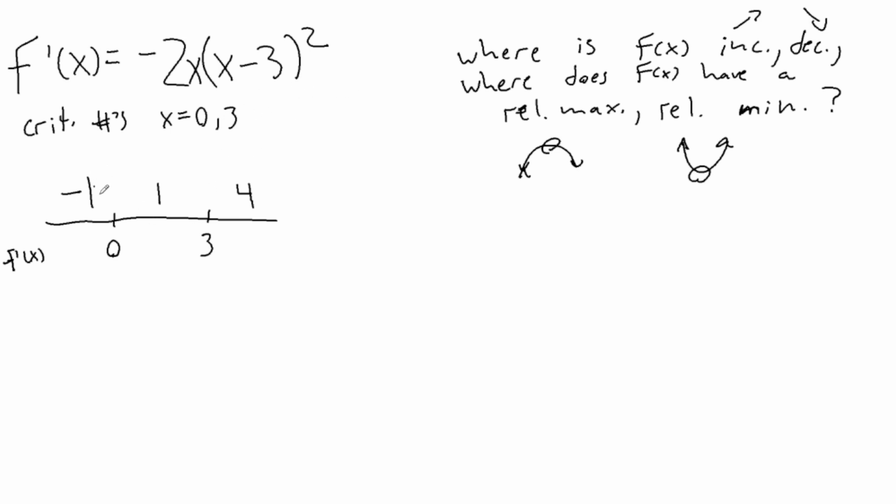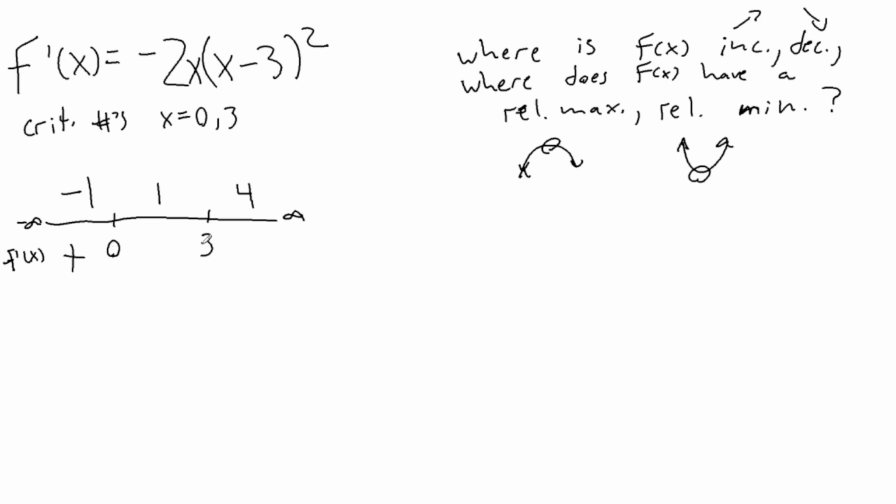If we start with negative 1, we plug in negative 1 here, that's going to be negative 2 times negative 1, which is positive, and this squared part is always going to be positive. So positive times positive. So between negative infinity and 0, f prime of x is going to be positive.